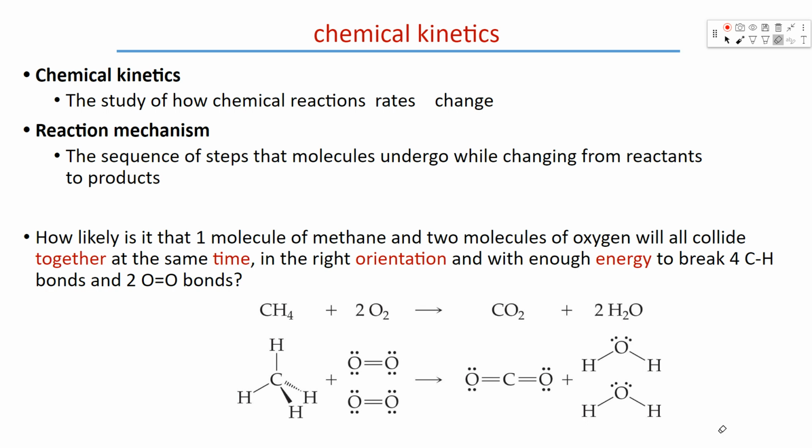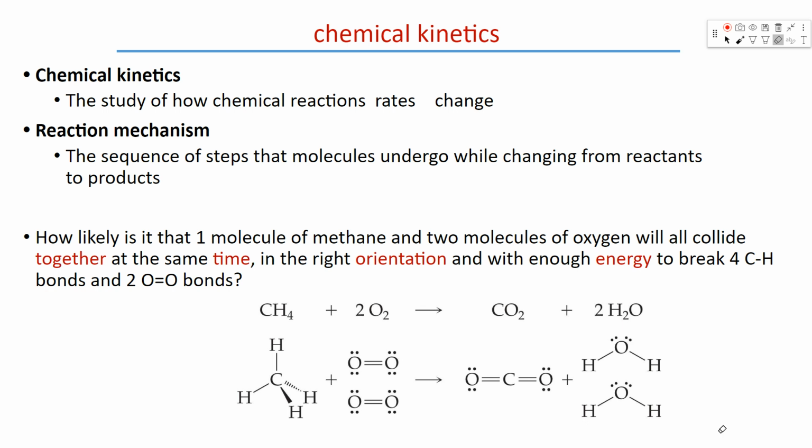So when we talk about the rate of chemical kinetics, we're talking about the rate of reaction, how quickly that reaction happens over time. The sequence of steps that these undergo while changing from reactants to products is what we are looking at. This is called the reaction mechanism. There is typically a sequence of steps that happen. We can't see that because we're looking at molecules and atoms. All we see is reactants and products. But what we can do is determine how quickly those steps are happening.